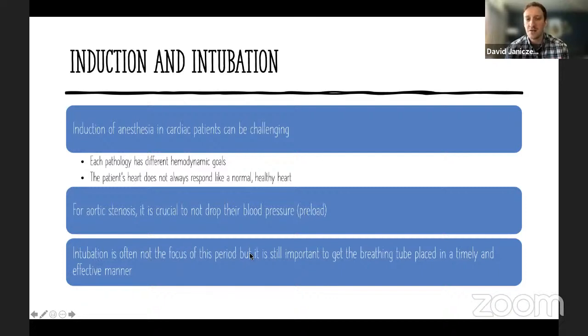Intubation is usually not the focus of this period. It's still important to get the breathing tube in, in a timely and effective manner. However, we're usually more concerned about the hemodynamics and making sure their blood pressure and heart rate and everything is appropriate. And so if the patient has a challenging airway on top of that, it can complicate things. But for the most part, luckily they usually don't in these patients.